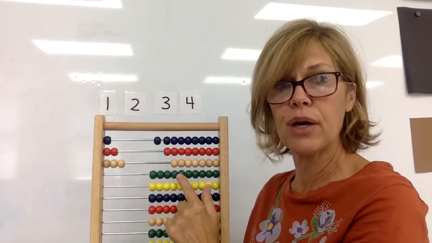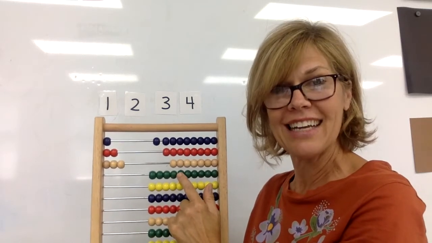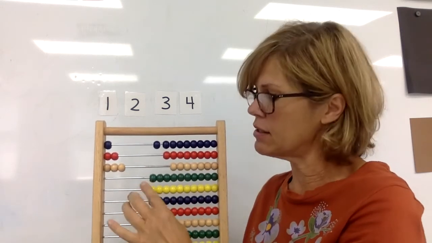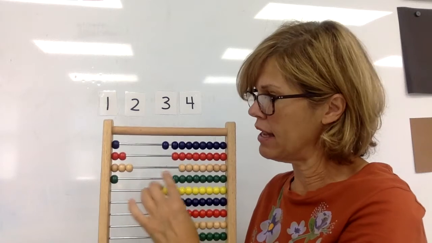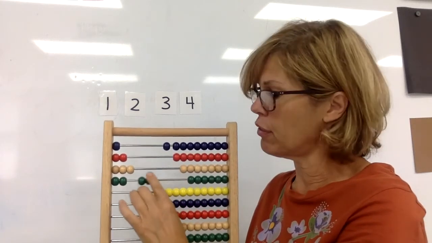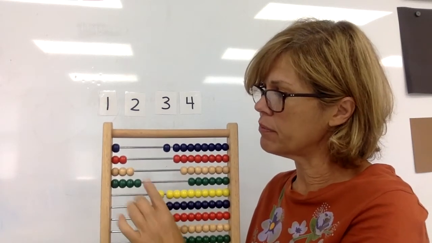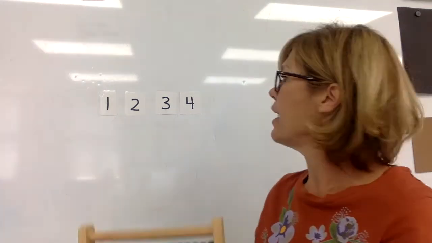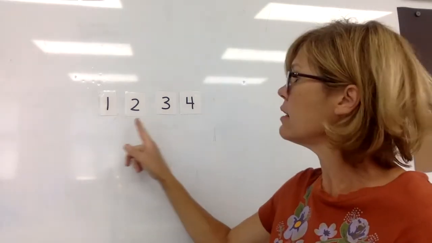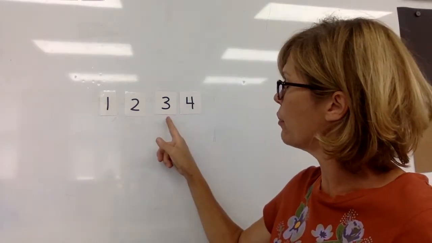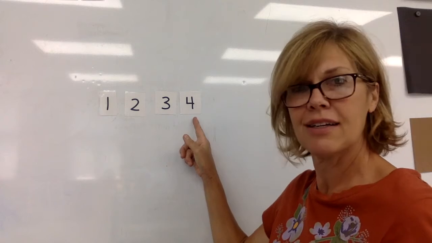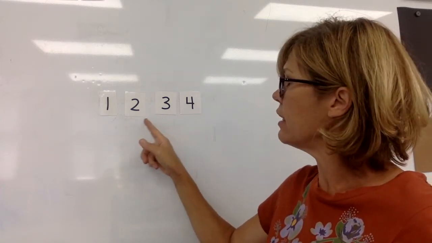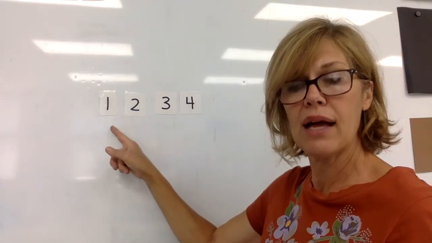What color is my next row? Green. Let's move over 4. 4 green balls. Ready? Count with me. 1, 2, 3, 4. So now we have 1, 2, 3, 4. And up here we have 1, 2, 3, 4. Let's count them backwards. 4, 3, 2, 1.